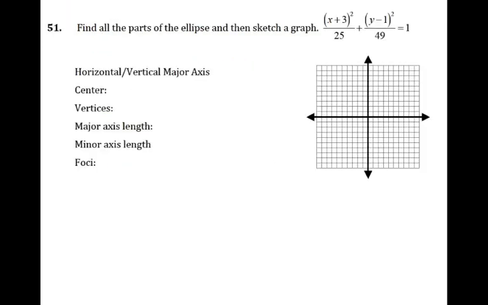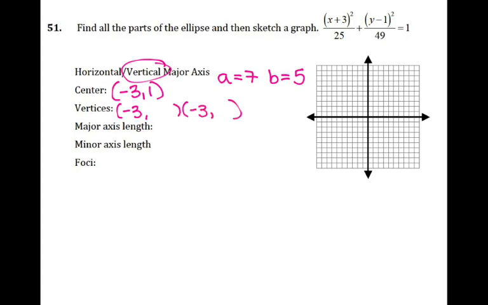All right, graphing. So find all the important parts of the ellipse and then sketch the graph. So the bigger number is underneath the y, which means I have a vertical major axis. My center is at -3, 1. A is 7, B is 5, because I'm taking the square roots of these two numbers. So, since I have a vertical major axis, that means the x-coordinates of my vertices and my foci are all going to be the same.